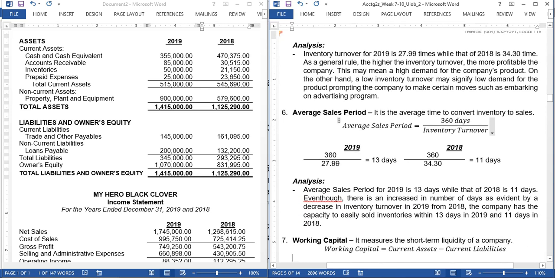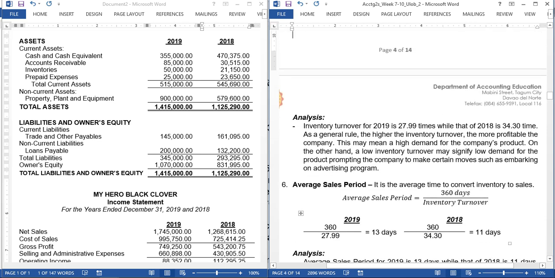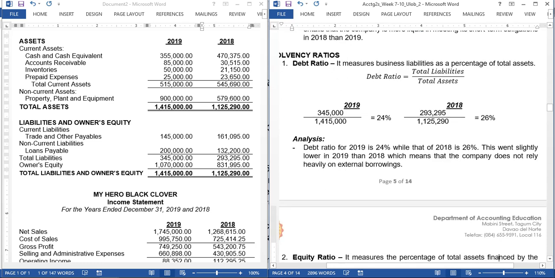Average sales period naman, so yung kanina, times. Dito naman, number of days. So, time to convert inventory to sales. So, this one you do have here, 360, which is the number of days divided by inventory turnover. 360 divided by 27.99, yung answer kanina for inventory turnover. And then 360 divided by 34.30 for 2018. So, 13 at saka 11 days.